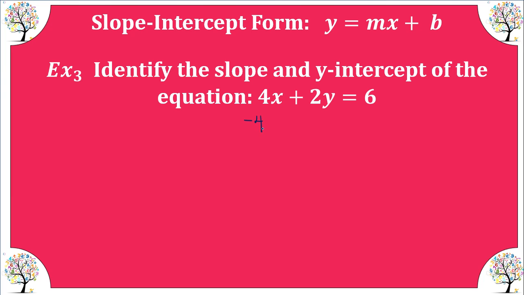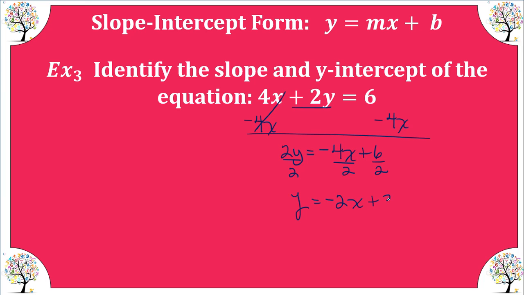Let's go ahead and subtract our x term, bring down a positive 2y. I'm going to put my x term first. Now we just need to divide each term by 2. I get a slope of -2 and a y-intercept of 3.